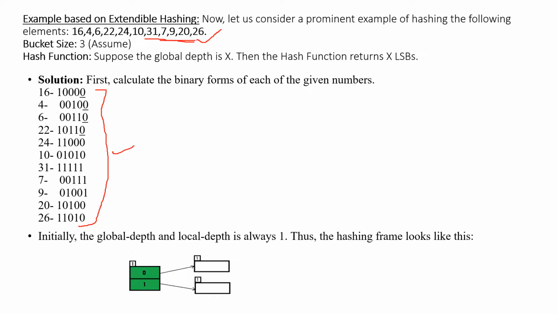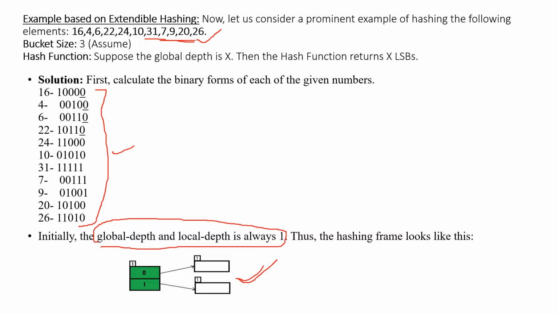Next, what will we do in the third step? It says that at the start, the global depth and local depth are always 1. So if we put the global depth and local depth equal to 1, my hashing frame looks like this.